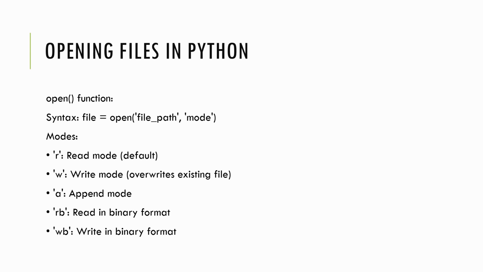To begin working with files in Python, we need to open them first. This is done using the open function. The syntax is simple: file = open(file_path, mode). The mode specifies how the file will be opened. For instance, r opens the file in read mode, w opens the file in write mode, and a opens it in append mode. There are also binary modes like rb and wb for reading and writing binary files respectively.